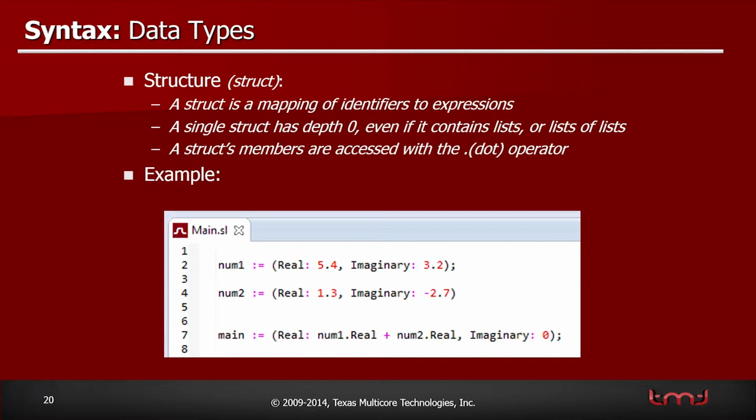First, we have num1 defined to be a struct with a real member equal to 5.4 and an imaginary member equal to 3.2. Next, num2 is defined to be a struct with a real member equal to 1.3 and an imaginary member equal to negative 2.7. In the definition of main, you can see that we can access the members of num1 and num2 using the dot operator.